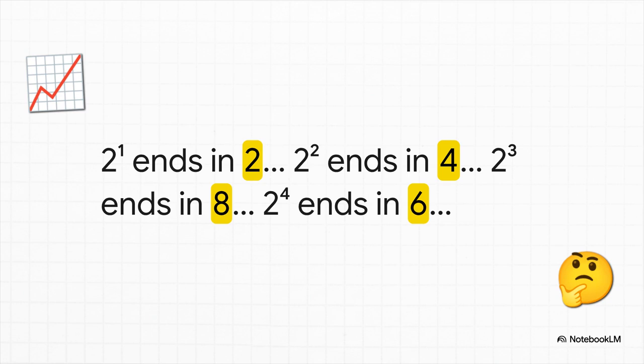2 to the first power ends in 2. 2 squared is 4, so it ends in 4. 2 cubed is 8. 2 to the fourth is 16, so it ends in 6. Our sequence so far is 2, 4, 8, 6. What do you think comes next?